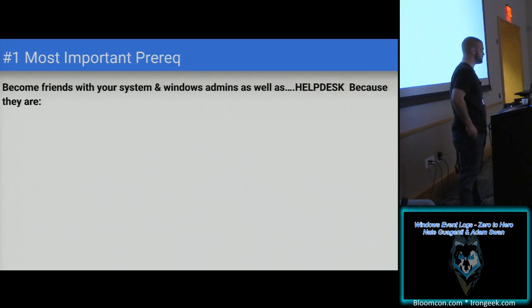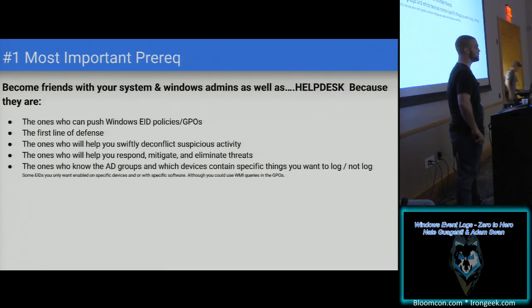So first thing, if you want anything done in security, you need to become not necessarily friends, but you need to get to know your system admins, your help desk, those folks, because they're going to be the ones who can push all this stuff for you. Specific Windows event logs you're only going to want on certain devices. More than likely, they're going to be the first line of defense.